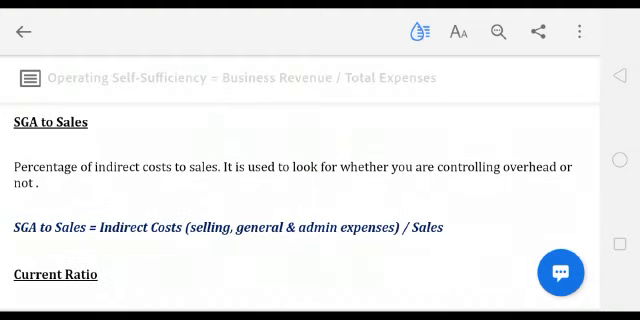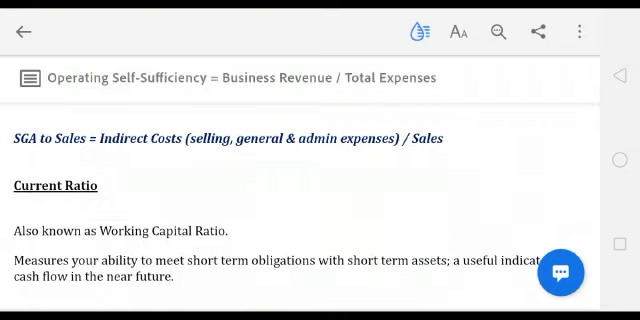Now the next one is SG&A to sales, where S stands for selling, G stands for general, and A stands for admin. Percentage of indirect cost to sales. It is used to look for whether you are controlling overhead or not. The formula for calculating indirect cost to sales, or you may also say SG&A to sales, is dividing all the selling, general, and admin expenses by sales.